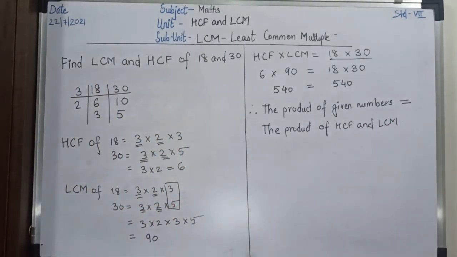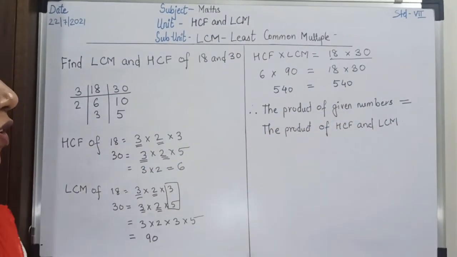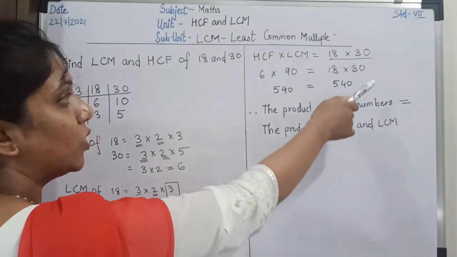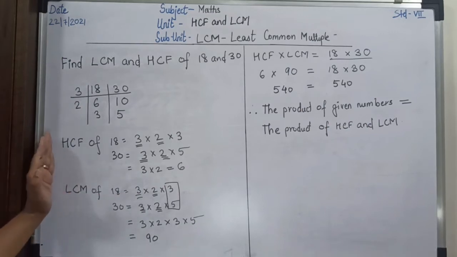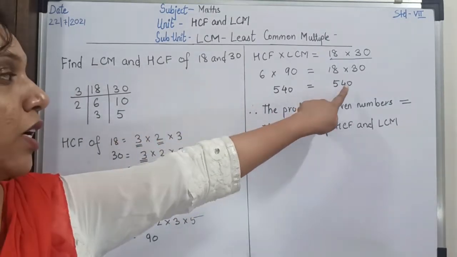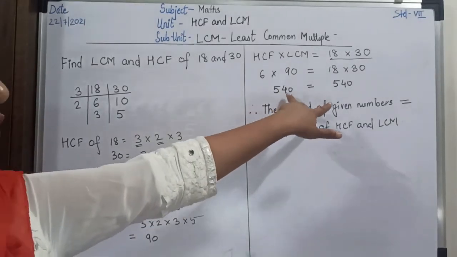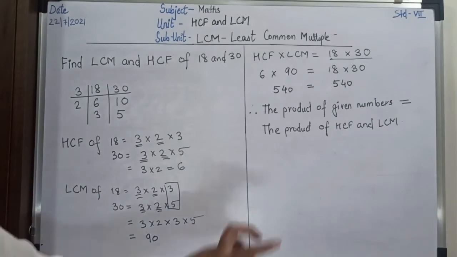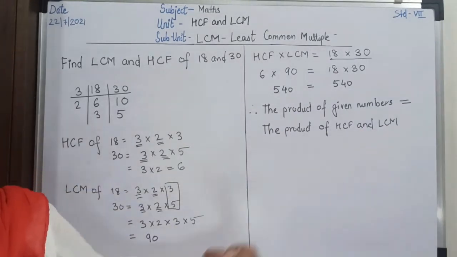So children, remember this. The product of given numbers is equal to the product of HCF and LCM. So this is how you find out if HCF and LCM is equal to the product of the given numbers. You first have to find out the HCF and LCM of the given numbers, then multiply the given numbers and see what is the product. Then multiply the HCF and LCM together and see what is the product. So you need to find out if they are equal or not. Okay, and we have done that. So the product of given numbers is equal to the product of the HCF and LCM.